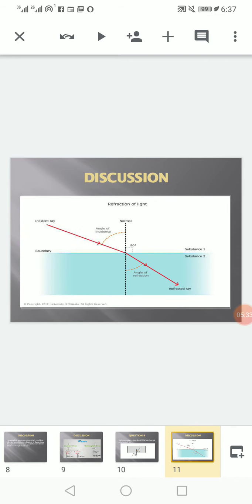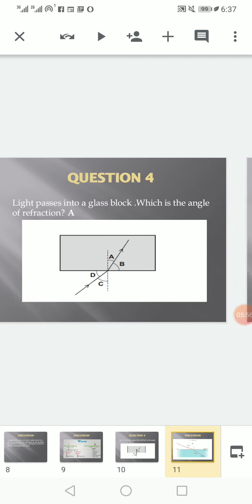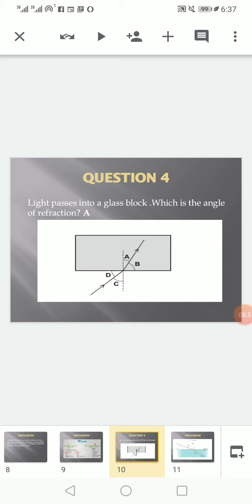Here, from this diagram, we have your normal, we have your angle of incidence, and we have your angle of refraction. And we know that when light travels from a medium of different density, refraction occurs. So the angle of refraction is the angle between the normal and the refracted ray. The angle between the normal and the refracted ray is your angle of refraction. So from here, the option will be option A.